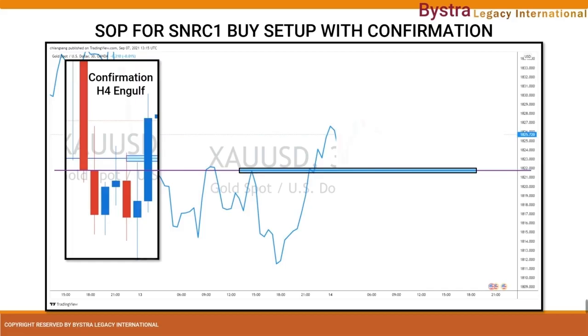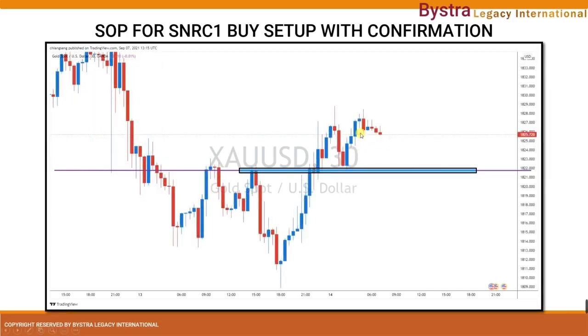Next, we wait for the price to react. Price comes back and continues on the uptrend. Okay, sharp entry and it continues on the uptrend.